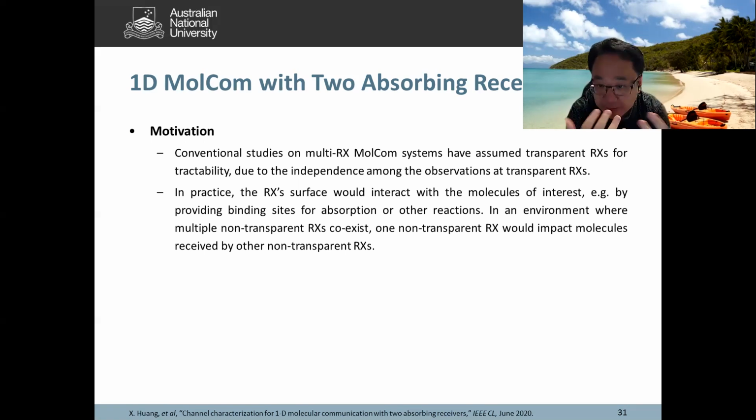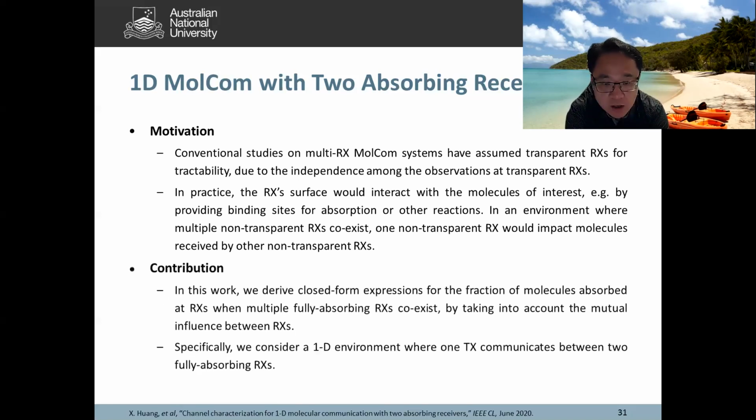So in an environment where multiple non-transparent receivers coexist, we are going to see that the received molecules or observations at these receivers are not independent of each other anymore, because one non-transparent receiver would impact the molecules received by other receivers. Because if we consider transparent receivers, then the molecules can be double counted. But if we consider non-transparent receivers, once a molecule is received by a non-transparent receiver, it cannot be received by another receiver. Thus, the observations at these non-transparent receivers are not independent anymore. So this motivates us to examine the impact of the existence of multiple non-transparent receivers.